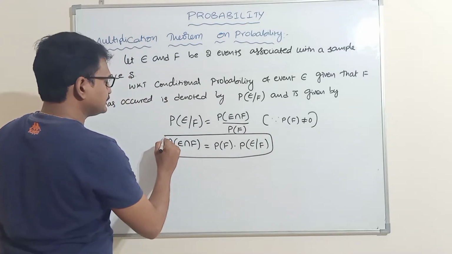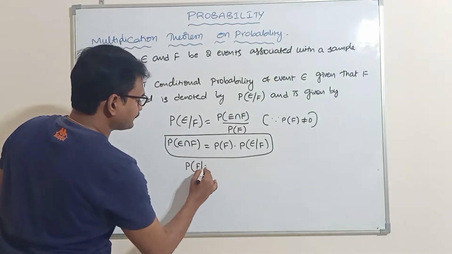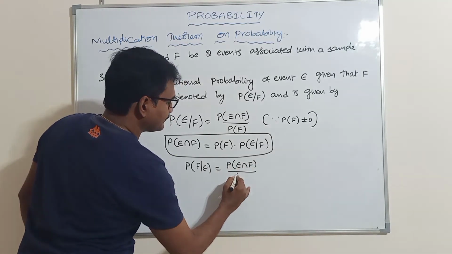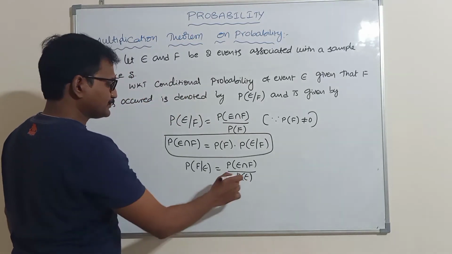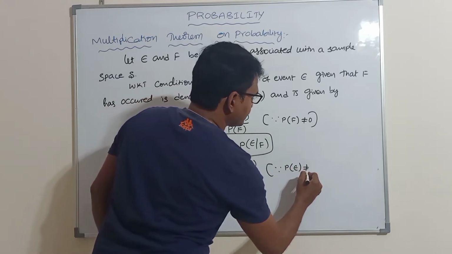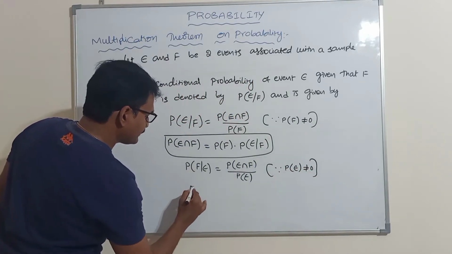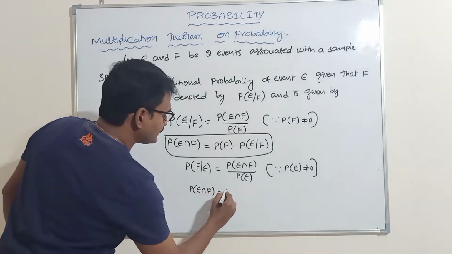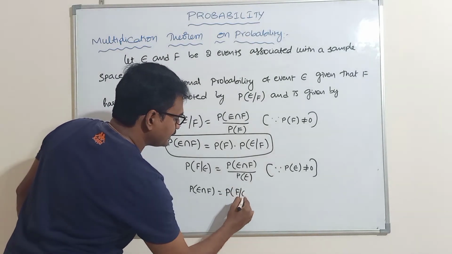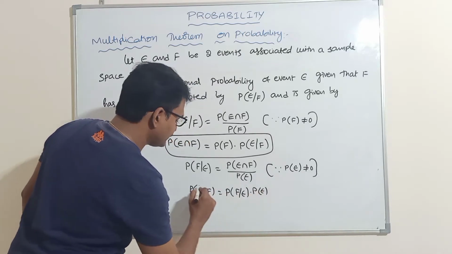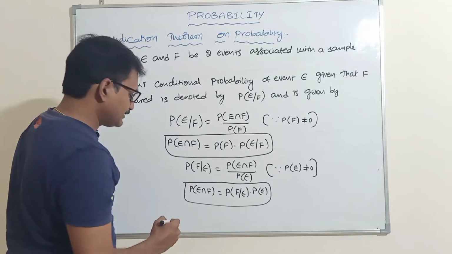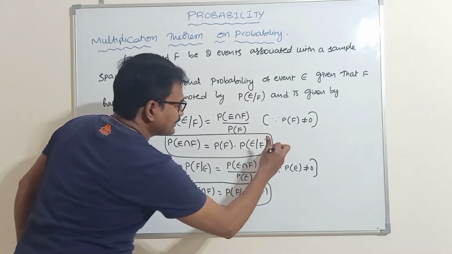And what is the formula for P of F given E? P of F given E is equal to P of E intersection F by P of E. Here also P of E should not be equal to 0. By cross multiplying, P of E intersection F is equal to P of F given E into P of E. These two formulas are called the multiplication theorem in probability.